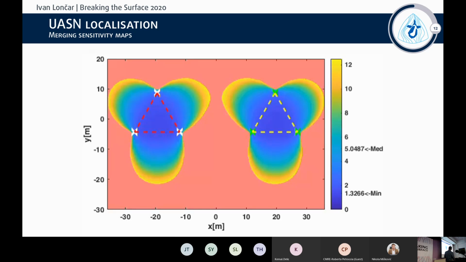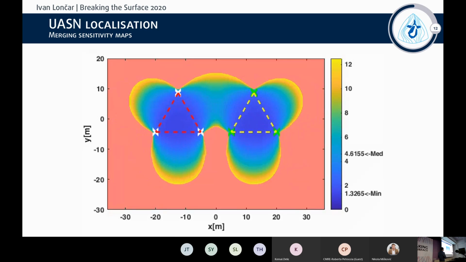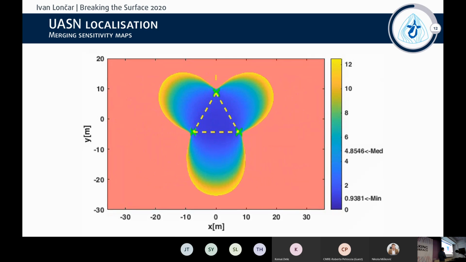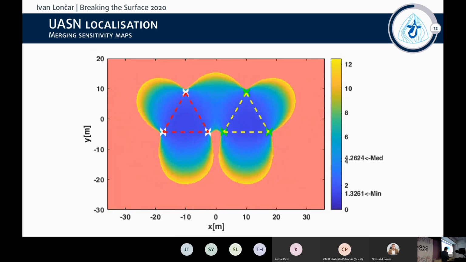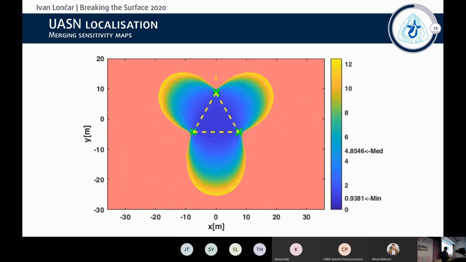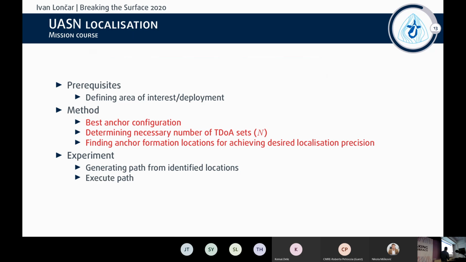So we can expand our area if we ping from two different locations, but if we merge them, we can have better precision, since we see here that the minimum value is lower, so we have better precision here in the middle, but the area is not that large.